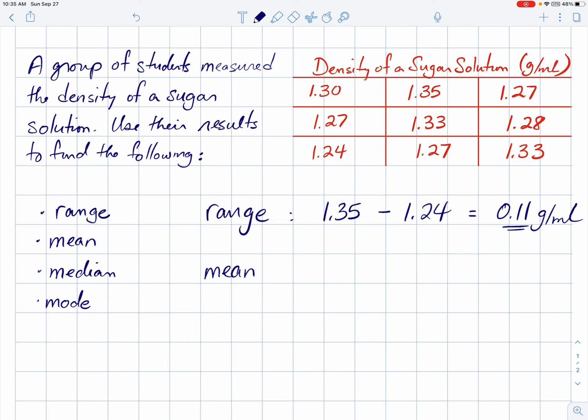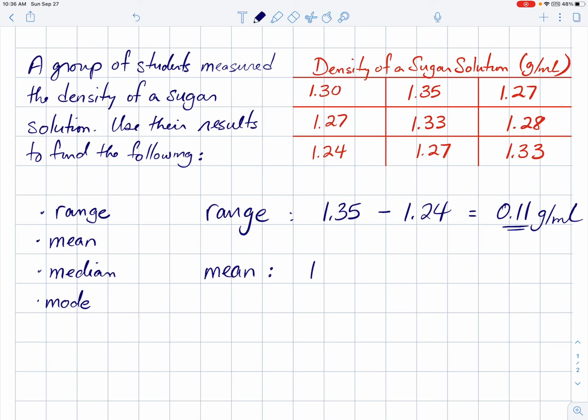Next, we want to calculate the mean. Now, the mean is what most people mean when they say average. But technically, an average could be either the mean, the median, or the mode. Those are all measures of what's called central tendency, or average. But in everyday language, when you say average, usually you're referring to the mean. So to get the average, in this case, the mean, we're going to simply add up all 9 numbers and then divide by the number of numbers in the table. So we'll divide by 9.